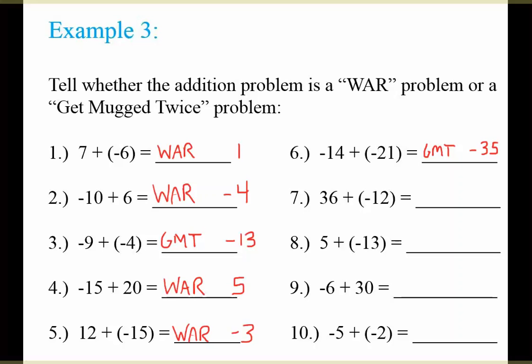Number 7 is a war problem. Looks like positives are going to win, and they win by 24. Number 8 is a war problem. Negatives win, and they win by 8. Number 9 is also a war problem. Positives win. They win by 24. And then number 10 is a get mugged twice. You lose 5, you lose 2, you have lost 7. Okay, so hopefully you got all of those correct and you are ready for tomorrow. All right, good job.